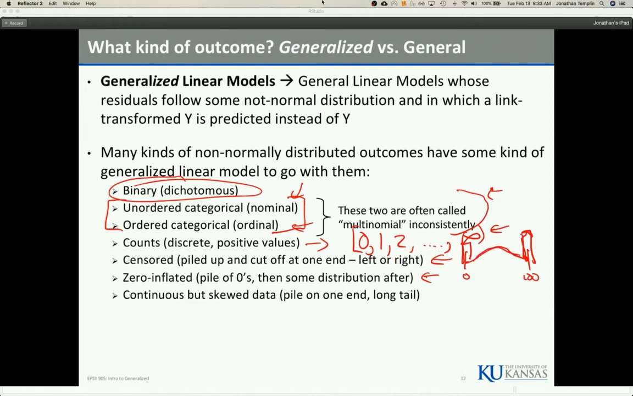This is yet another type of model, right? We may have a normal part to it, but we may have categories as well. This is something we call a mixture distribution, really. So there are all sorts of ways that outcomes can look when you're working with data. And the key is we have to figure out the best model that matches with it.